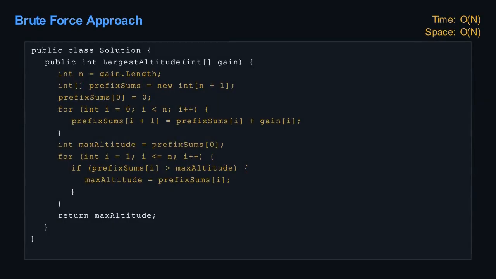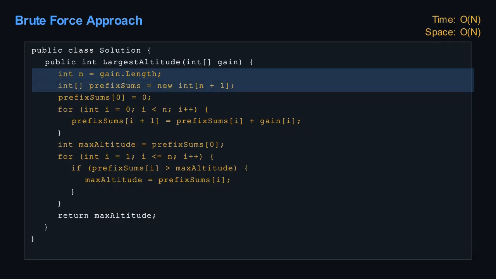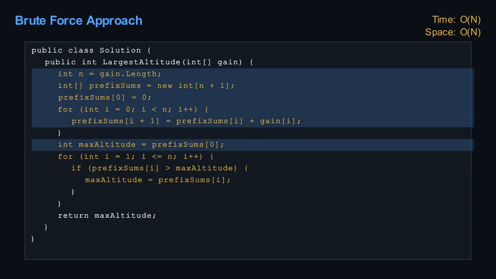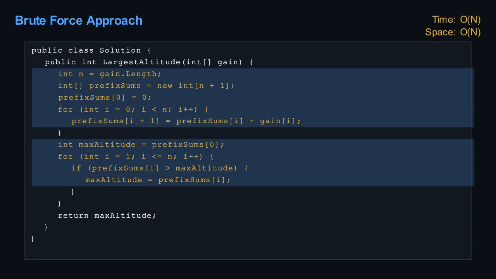A straightforward but inefficient approach involves constructing an entirely new array to store all altitudes. We'd initialize the first element to 0, then iterate through the gain array, adding each gain to the previous altitude to compute the current one. Once all altitudes are computed, we'd then iterate through this new altitudes array to find the maximum value. This method involves two separate passes over potentially large data, leading to a time complexity of O(n) for computation and O(n) for finding the max, totaling O(n) time and O(n) space for the auxiliary array.